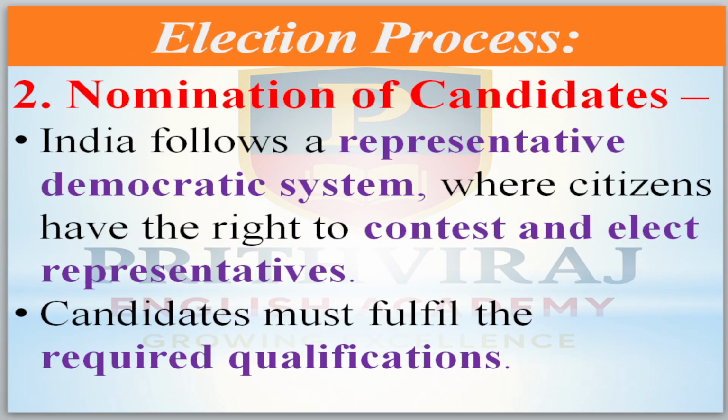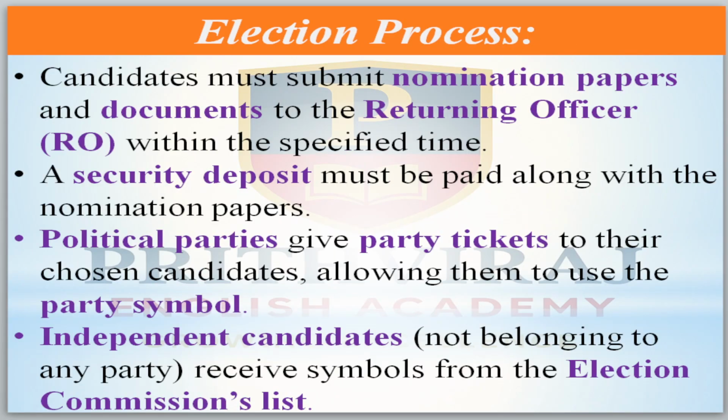Now come to the next step, nomination of the candidates. When the date is announced for the nomination, the next step is the nomination of the candidates. India follows a representative democratic system where citizens have the right to contest and elect representatives. They can contest the election and they can even elect the representative. Candidates must fulfill the required qualifications. That means one form will be there, and everything must be fulfilled in that.